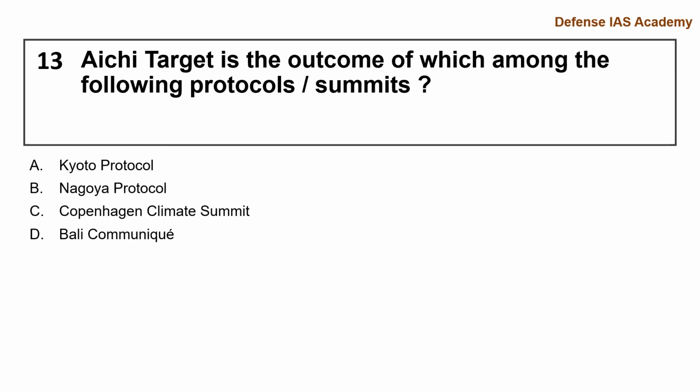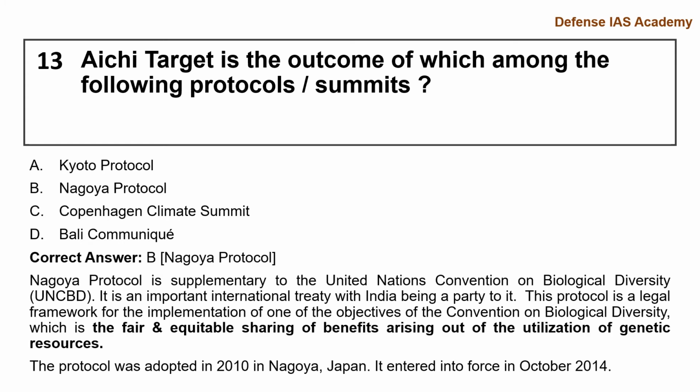Question 13. Aichi target is the outcome of which among the following protocols or summits? The correct answer is option B, Nagoya Protocol. The Nagoya Protocol is supplementary to the United Nations Convention on Biological Diversity. It is an important international treaty with India being a party to it.